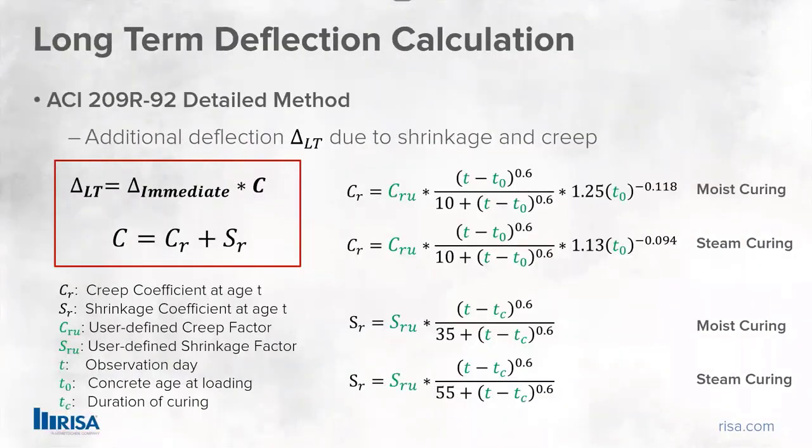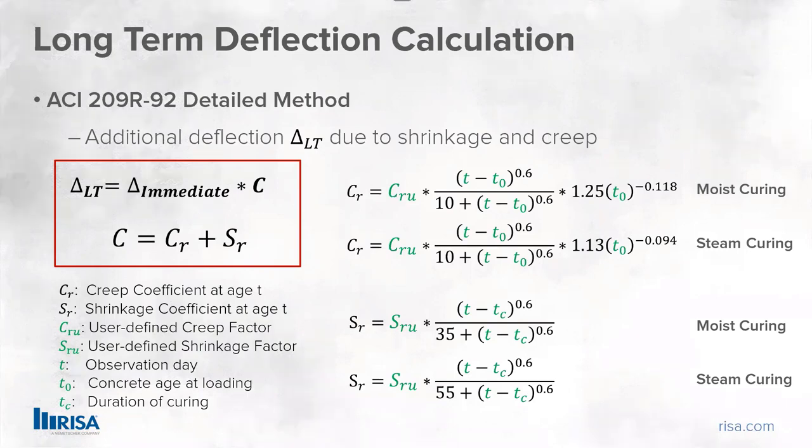The second method you can choose is the ACI 209R detail method. As you can see, in this method we have a lot more complicated equations than the previous one, but the main equations are actually pretty similar. Your delta LT, which is again your additional deflection due to long term, is equal to your delta immediate times a factor of C. In this method, the C will be equal to the sum of 2 factors: one is the CR, the other is the SR.